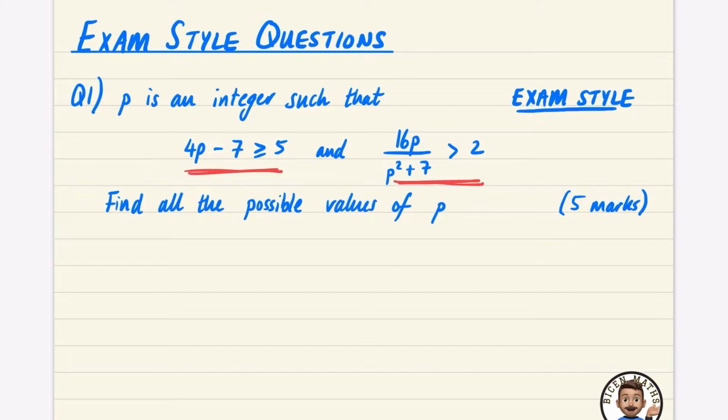So I'm going to start off with that first one, which is 4p minus 7 is greater than or equal to 5. Well, this is a really simple one. This is just literally solve the regular inequality. So I'm going to add 7 to both sides to get rid of that takeaway 7. 5 plus 7 is 12. And then I'm going to divide both sides by 4, and 12 divided by 4 is 3. So the answer to the first inequality is p is greater than or equal to 3.